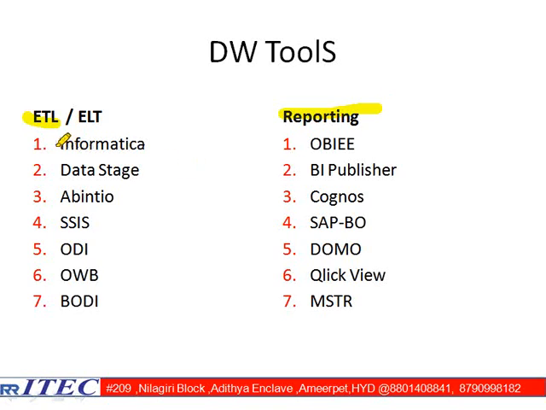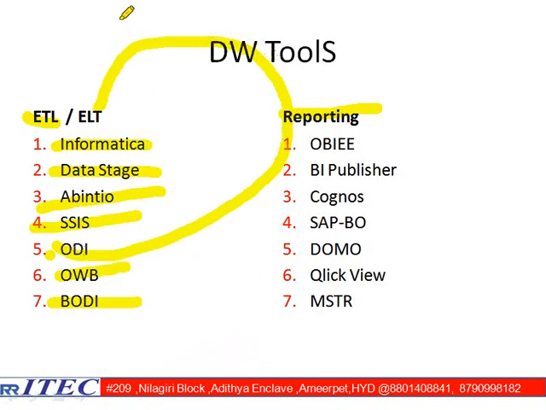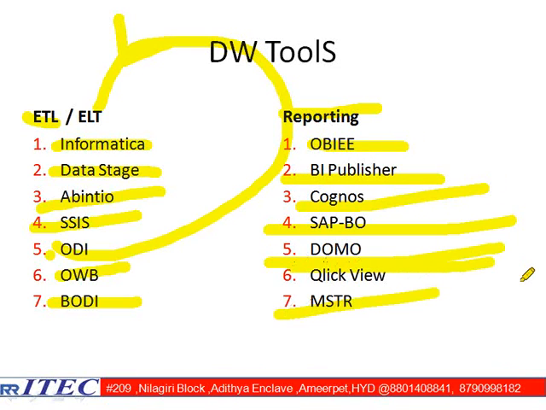So ETL tools are Informatica, DataStage, Ab Initio, SSIS, okay, SSIS, and OWB, ODI. This ODI is what, sir? It is an ELT tool. Why it is ELT we will come to understand after some time. Now your reporting tools are OBI, BI Publisher, Cognos, these are all reporting tools that are available.